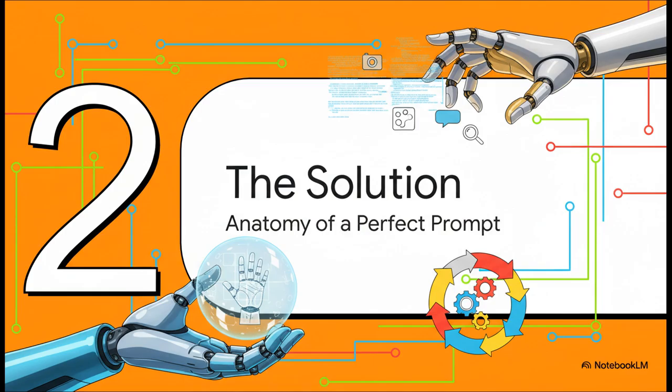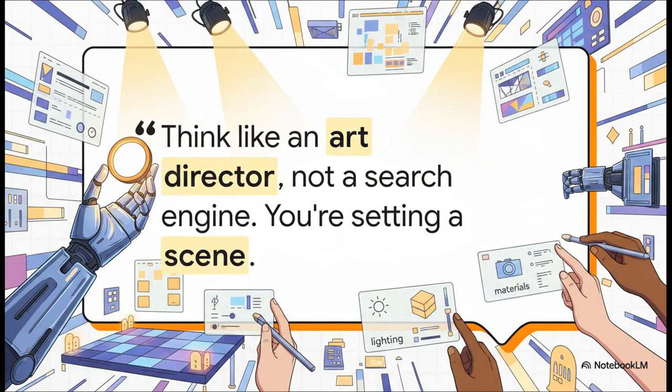Okay, so how do we actually do this? Let's break it down. I'm going to show you the anatomy of a perfect prompt. And the best part, this isn't guesswork. It's a solid framework you can use again and again. First things first, we need a complete mindset shift. You have to stop thinking like you're typing into a search engine. No, you need to think like an art director. You're the one setting the stage, picking the lights, choosing the camera. You're directing the whole scene.